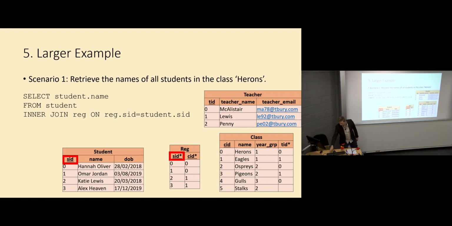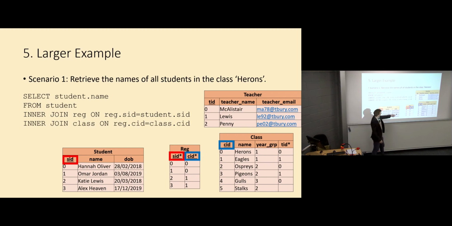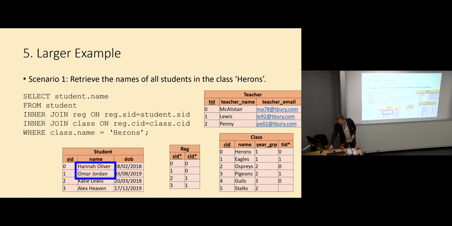Yeah, good, so we do another inner join. Where we do reg.cid is class.cid. We do an inner join because we only want the ones that match. We don't care about the rest. They're irrelevant to our question. And then we add this where clause on the end where class name is herons. Because we only want the students where the class is herons. Run this and you get Hannah and Omar here who are SID 0 and 1. 0 and 1 are both allocated to 0. And 0 is class herons. Okay? Any questions on that example?